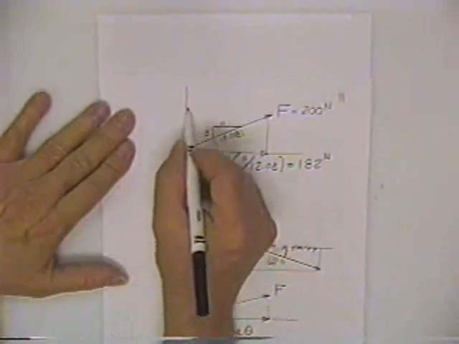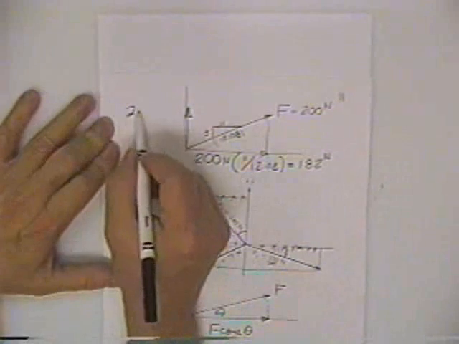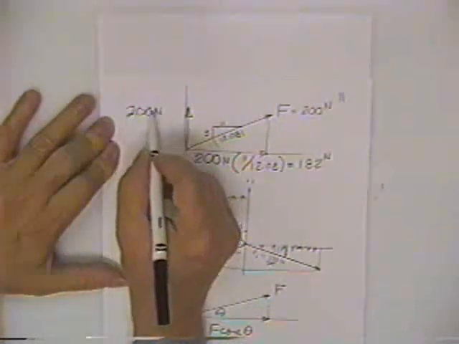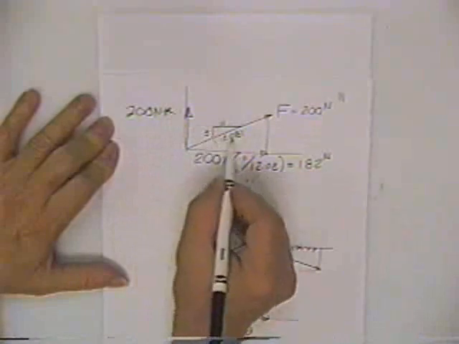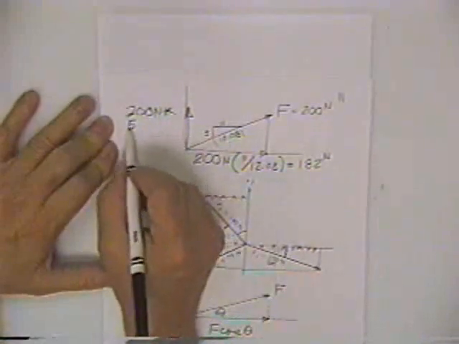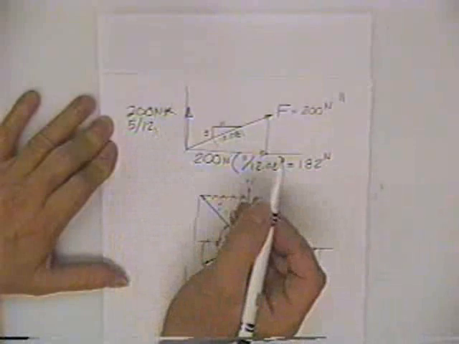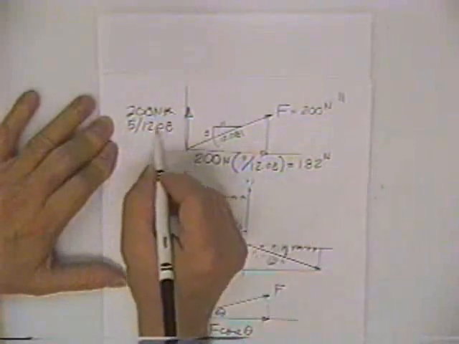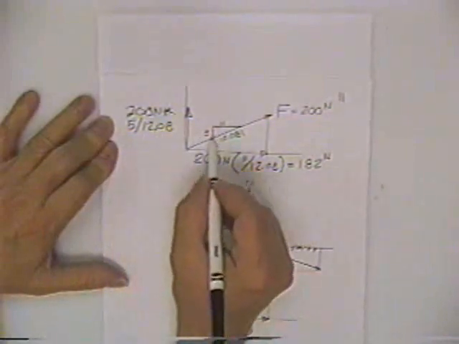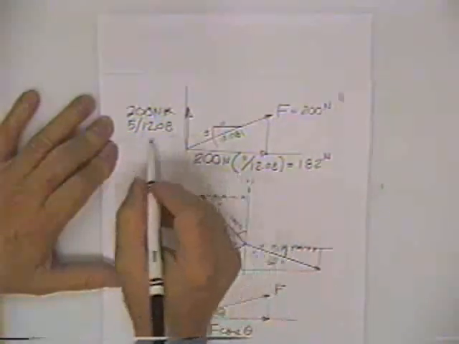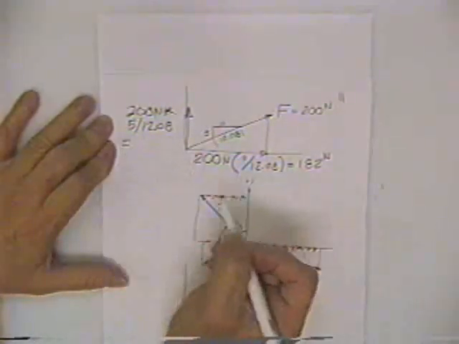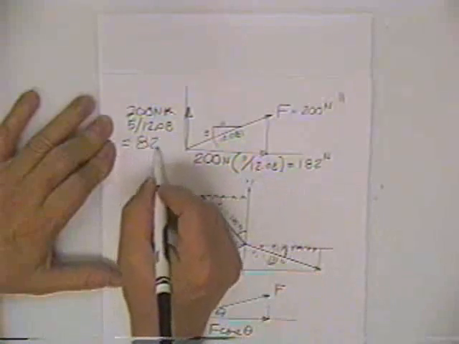By the same token, this number should be 200 multiplied times 5 over 12.08. Because 5 is the vertical side of the triangle, and you're looking for the vertical side of the components, which is equal to 82.8.